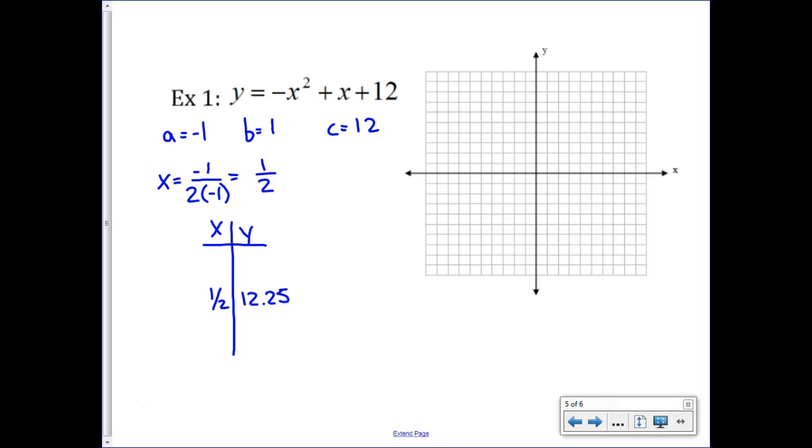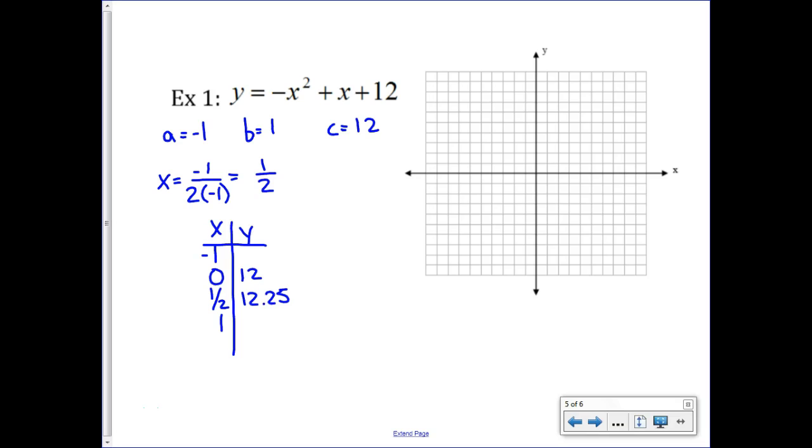Then I want to go the same distance away on both sides so that I can use my axis of symmetry. So I'm going to pick 0 as another point because 0 is always a pretty easy point to pick. And I'm going to pick negative 1. So if I pick 0 and I plug that in, 0 squared plus 0 plus 12 is just 12. So that means if I go the same distance away on the other side, I'm at a positive 1. 1/2 to 0, 1/2 to 1.